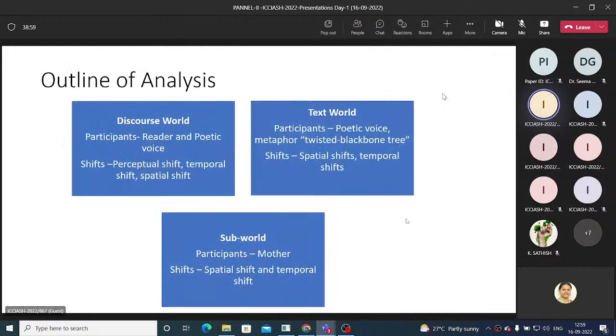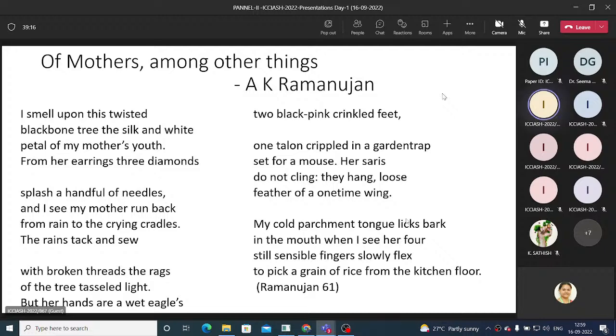So this is the outline of how the analysis is going to be. I've broken down the poem into discourse world. If you see the discourse world, it's me, the reader, who gets into the poetic consciousness of the poet. So when the word "I" comes in the poem, that "I" is the poetic voice, not necessarily A.K. Ramanujan, but the speaker in the lines.